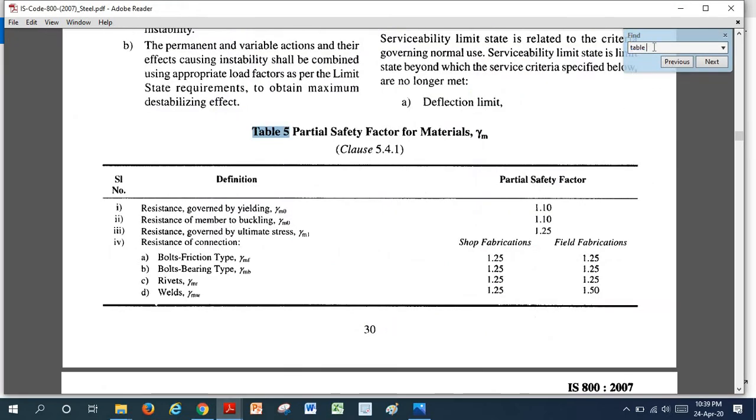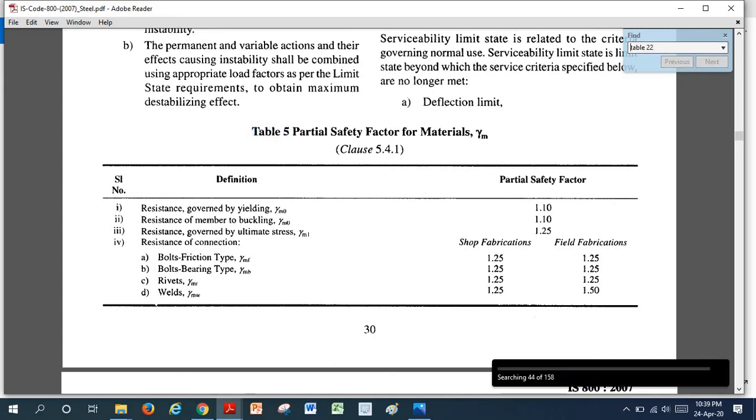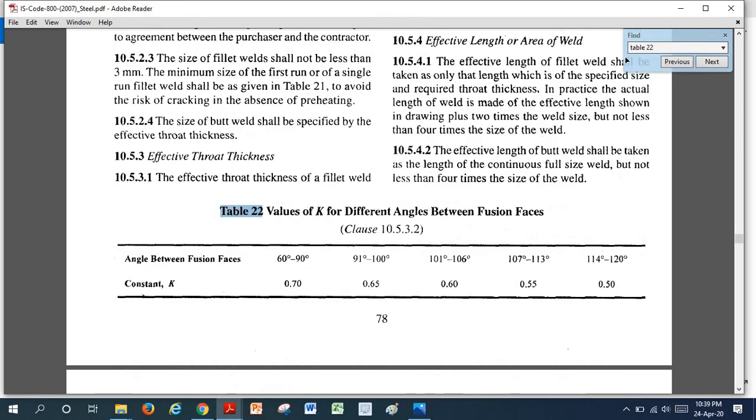So this value depends on the fusion face angle. So this is the K value for different angles between fusion faces. If you keep the two plates perpendicular to each other and go for welding, that fusion face angle will be 90 degree, that will be 0.7. If you keep 100 degree, then that will be 0.65. So in between 60 to 90 we should take 0.7.